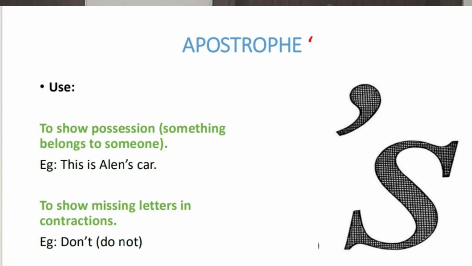Next one is the apostrophe. Apostrophes are used to show possession. Possession means something belongs to someone. For example, this is Alan's car. In this sentence, we use an apostrophe s. And we can also use apostrophes to show missing letters in a contraction. So, for example, in the case of do not, we use an apostrophe in its contracted form, don't.